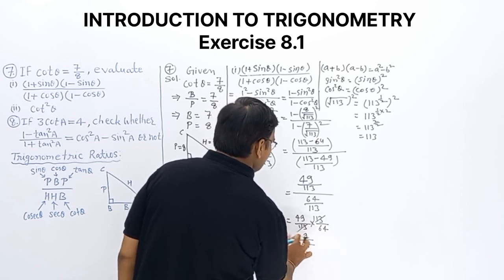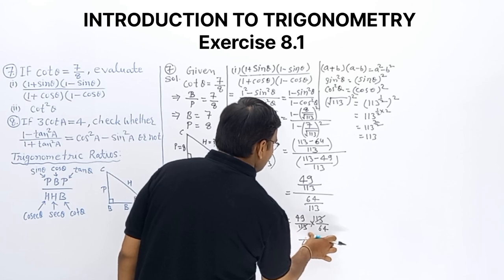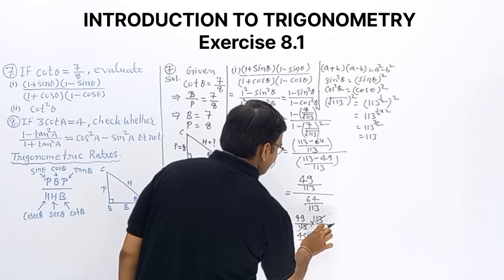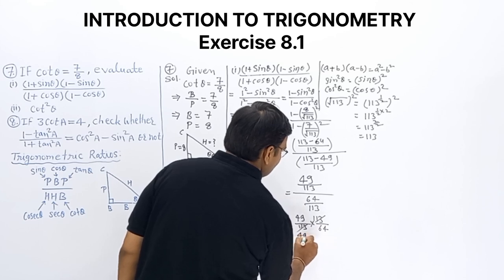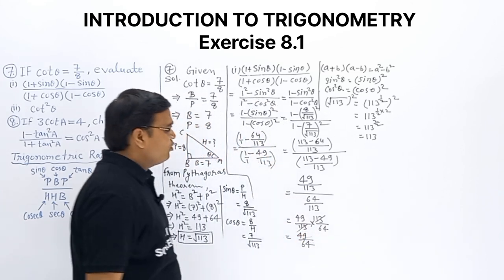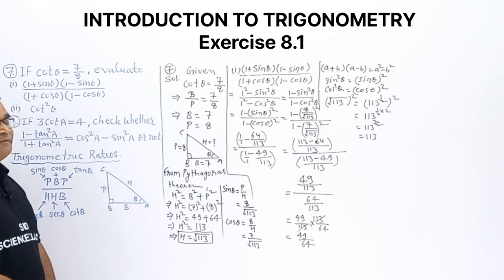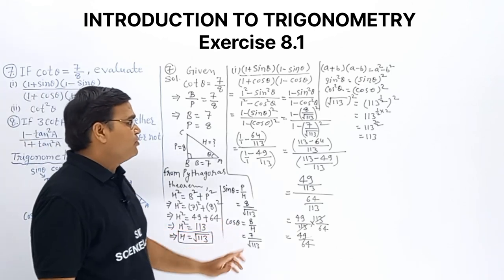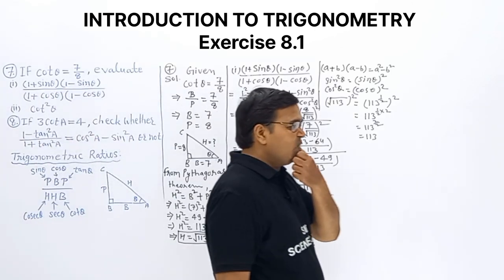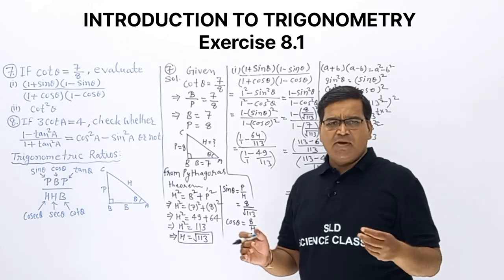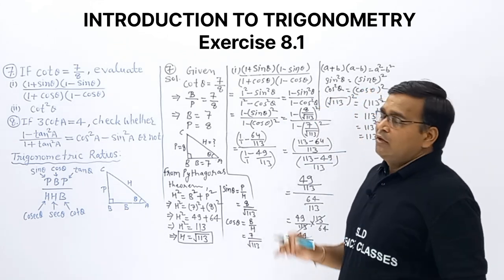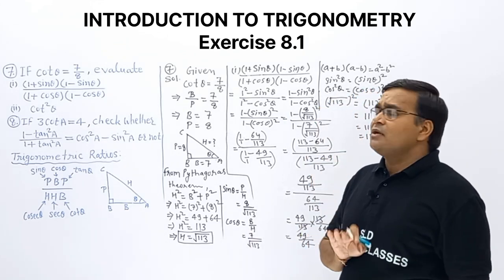So what will be the result of this question? This question is having 49 upon 64. So what will be the value of this one? 49 upon 64. Observe, again I am solving, revising. Observe, easy question, not a hard question.